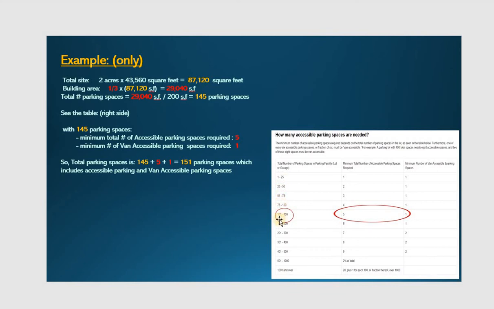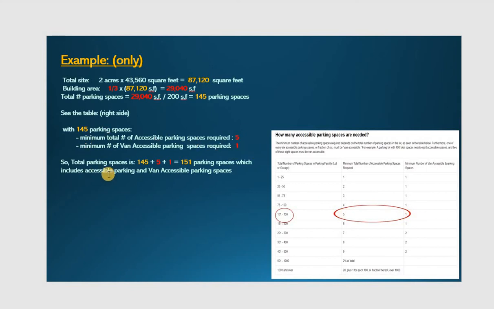They show you the range from 101 to 150 parking spaces. You need 5 accessible parking spaces and 1 van accessible parking space. So in this range, for 145, you need 5 accessible parking and 1 van accessible parking. I put the number right here: the total accessible parking required is 5, and the minimum van accessible parking required is 1.